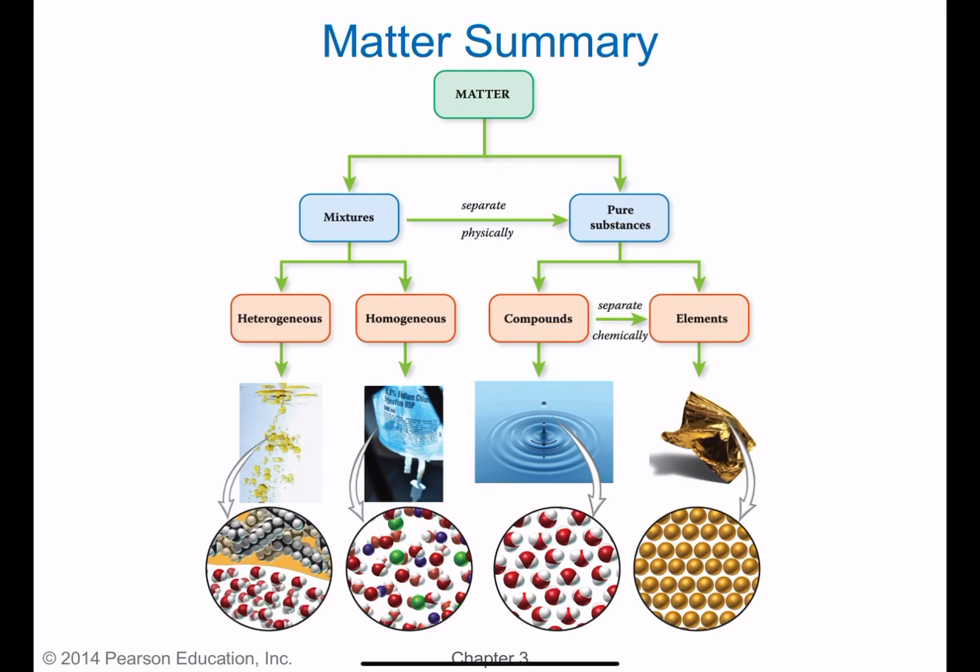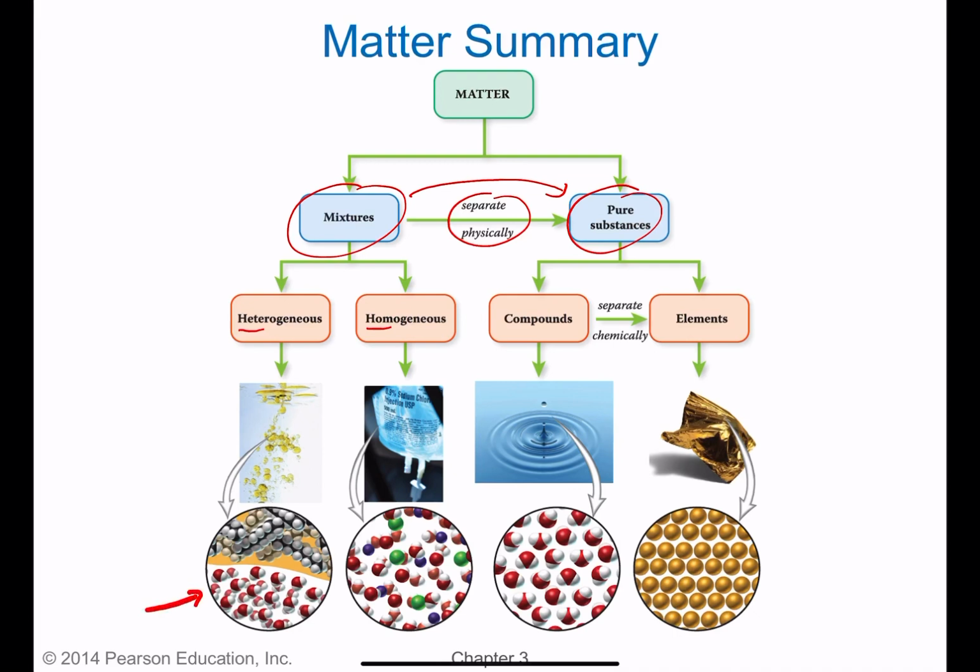So then here's a summary. So matter, again, we can have mixtures or pure substances, and to separate a mixture into a pure substance, we'd have to do some sort of physical separation. For mixtures, we can classify them as heterogeneous or homogeneous. Heterogeneous, you can definitely see the difference. So here they have an example of oil and water.